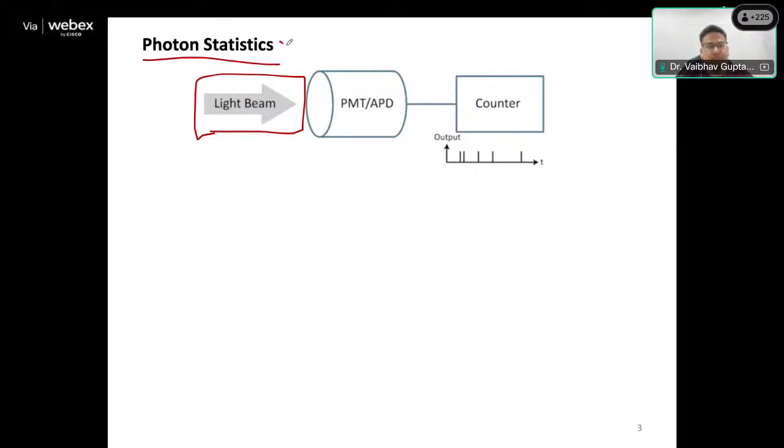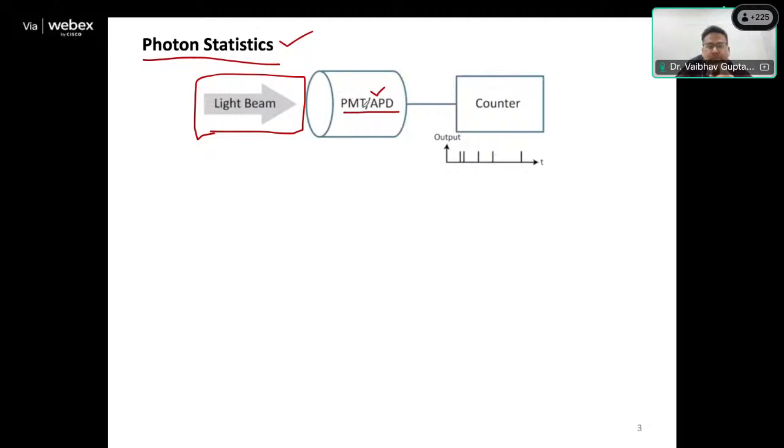Once we deal with this problem, or once we get to know about the type of sources, then next we can move towards the problems it poses towards the detector. So let's first assume that we have a light beam which has a lot of photons in it, and this light beam is hitting a photomultiplier tube, or let's say an avalanche photodiode. A lot of photons are coming and hitting this tube.